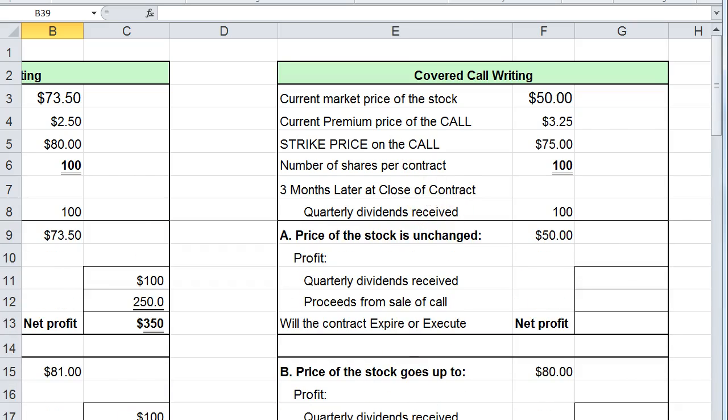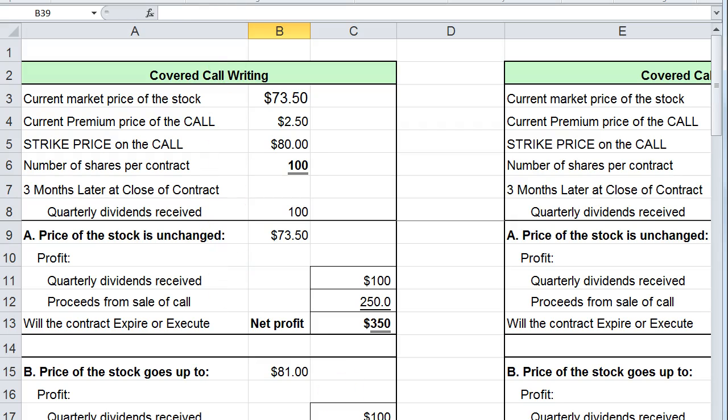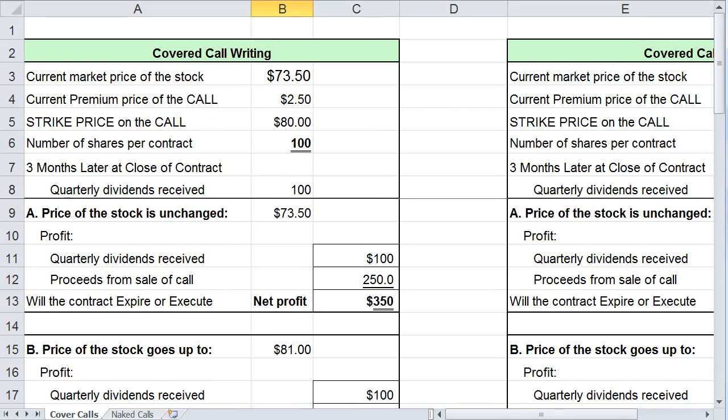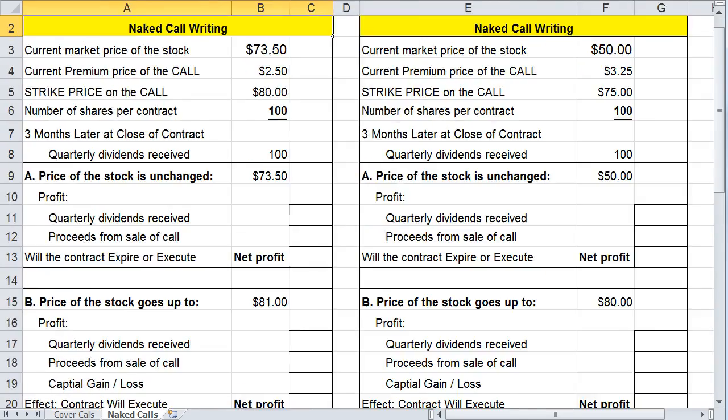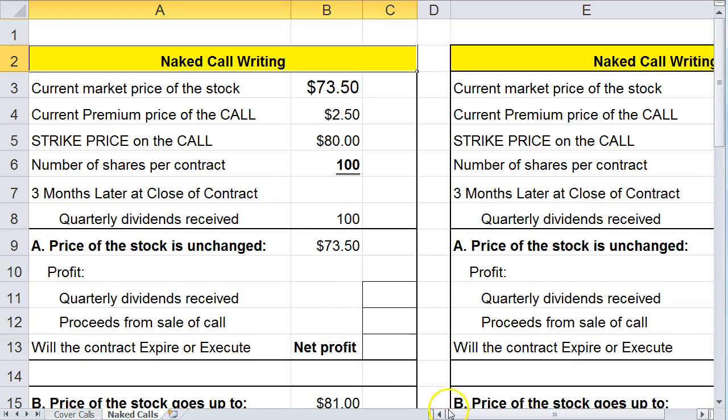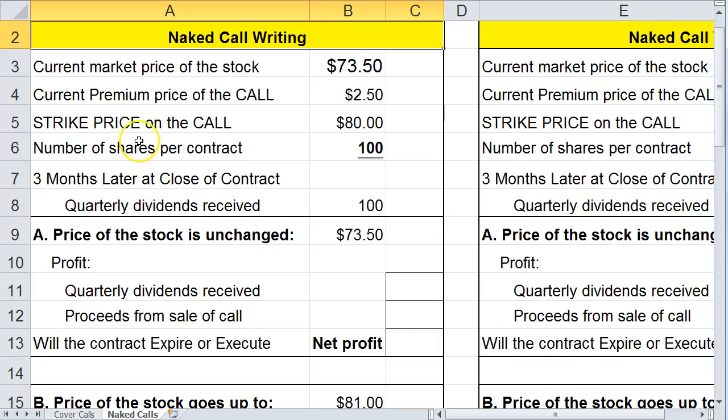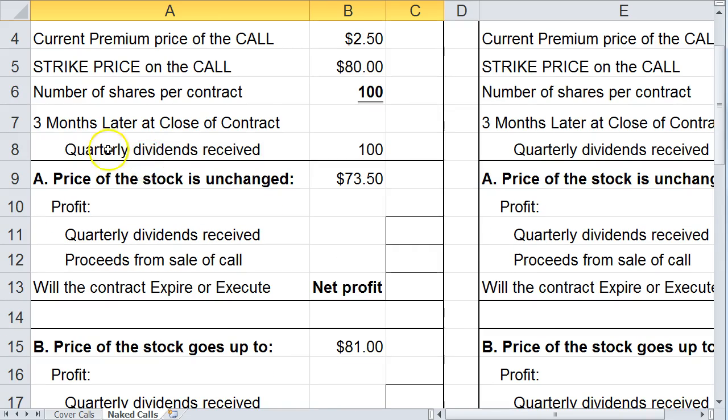Okay. Now, in this handout, there is a second worksheet called naked calls. So covered calls is when you buy the stock to cover yourself so you can limit your losses. Now, a naked call is something that we can do when we don't own the stock. So let's look at a situation where we're not buying the stock first, meaning we don't own the stock and we write a contract on it. That's what we call a naked call.